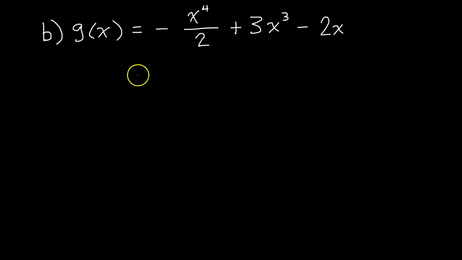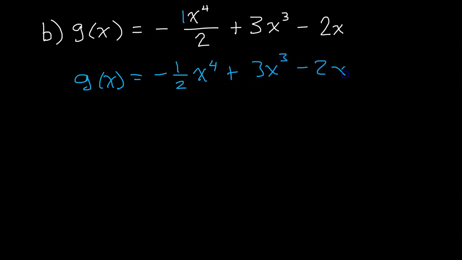Feel free to skip this next step because I'm sure you could do it in your head. I'm just going to take this 2, and there's an invisible 1 in front of here, so I'm going to bring this out in the front as a constant of negative 1/2 x to the 4th power. And the rest I'm going to leave the same for now.